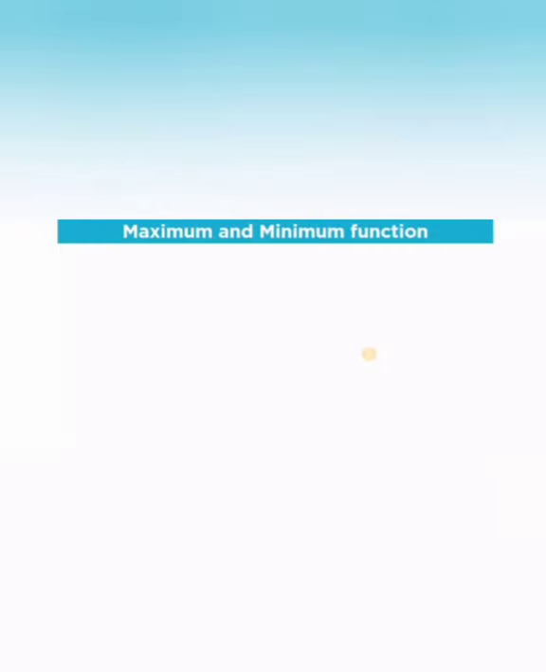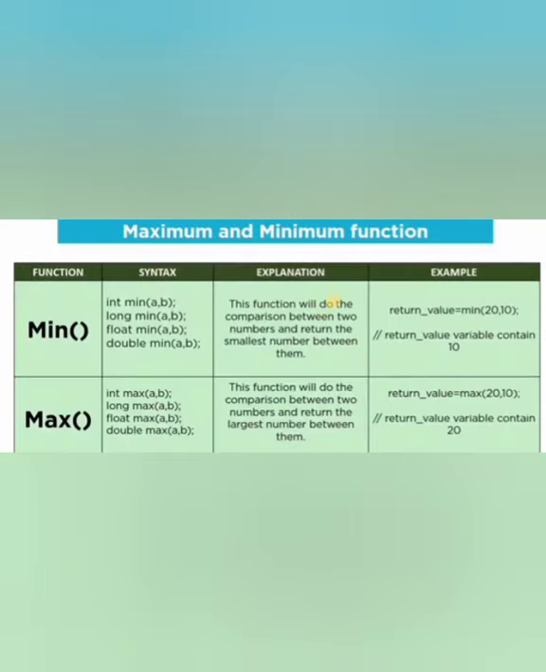See, first the maximum and minimum functions. The maximum function is used to return the maximum of two numbers. The minimum function compares two numbers and returns the smallest number between them. And the maximum function also compares two numbers and then returns the largest number between them. The return data type depends upon the value of the argument. See here, int, long, float and double are there. For maximum also, these four data types we are using. The return value depends upon the numbers.